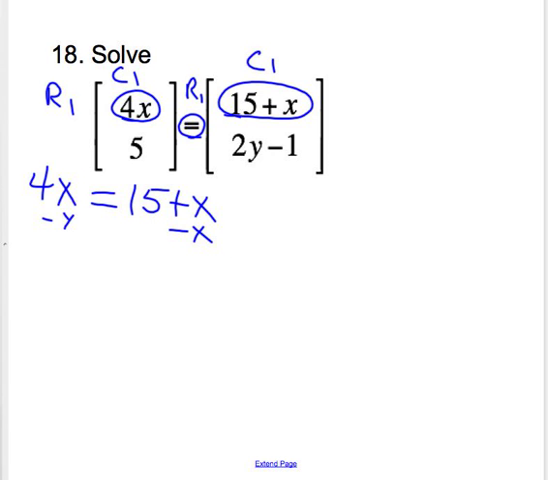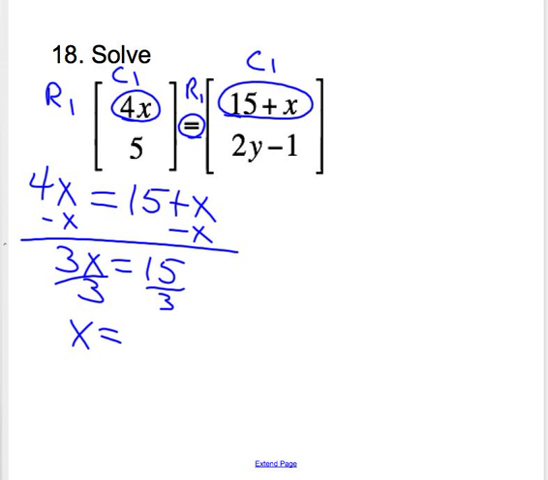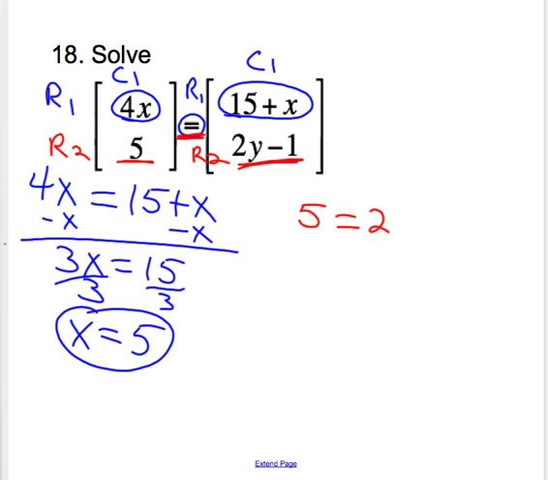I'll subtract x from both sides. I'll divide both sides by 3. x is equal to 5. I do the same kind of thinking and process, but this time for row 2, column 1. Row 2, column 1, the first matrix is a 5. That will be equal to row 2, column 1 in the second matrix, or 2y minus 1. And I again algebraically solve for y.